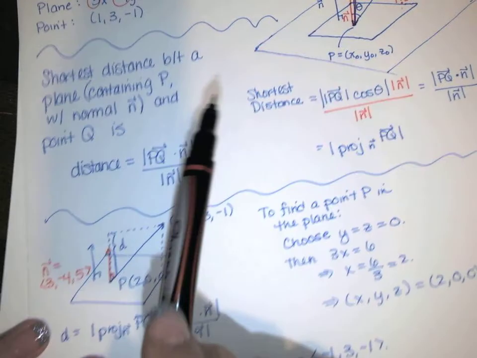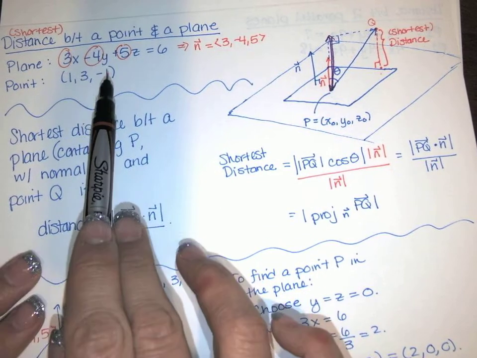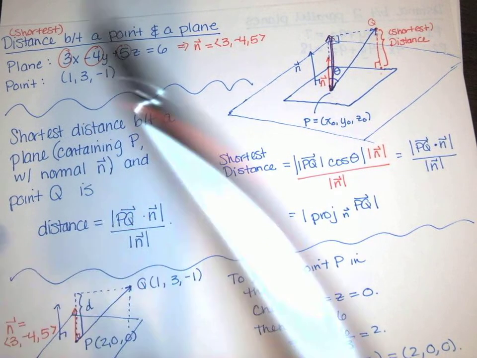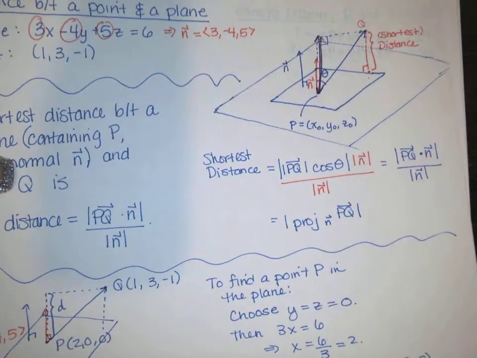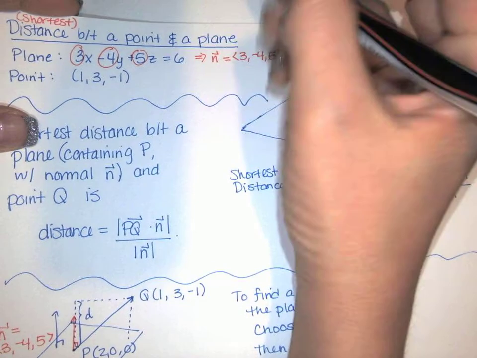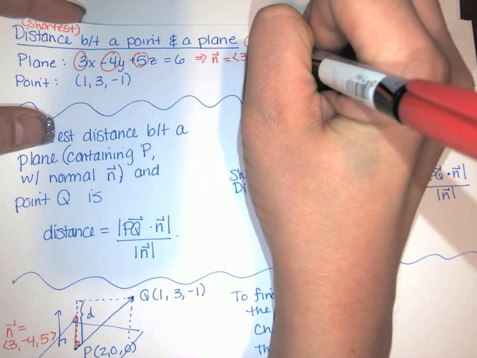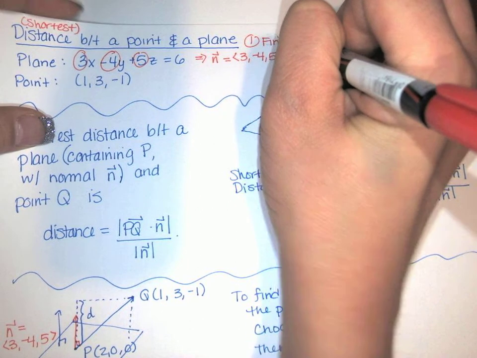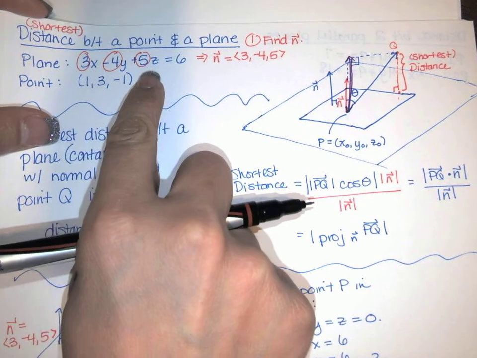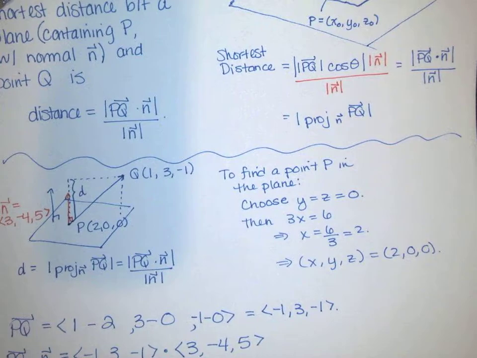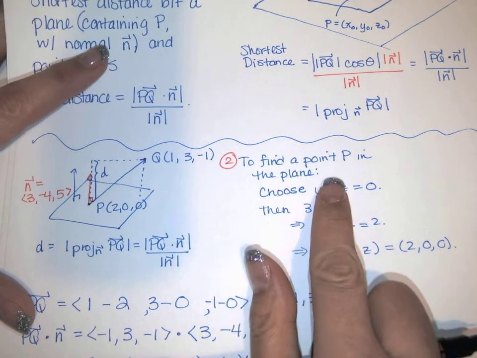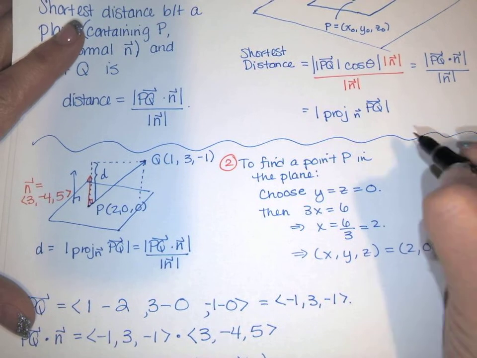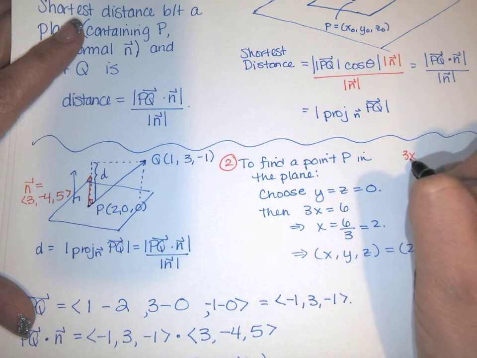Someone says, find the distance between this point and this plane. You have to first find the normal vector to the plane. And you find the normal by reading off the coefficients. Second, you have to find a point P in the plane. Now we had this plane, it was given to us.